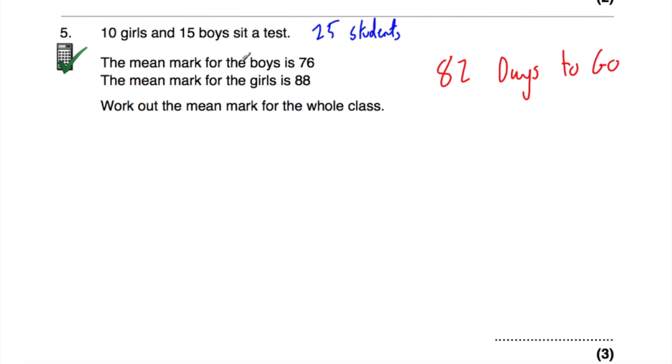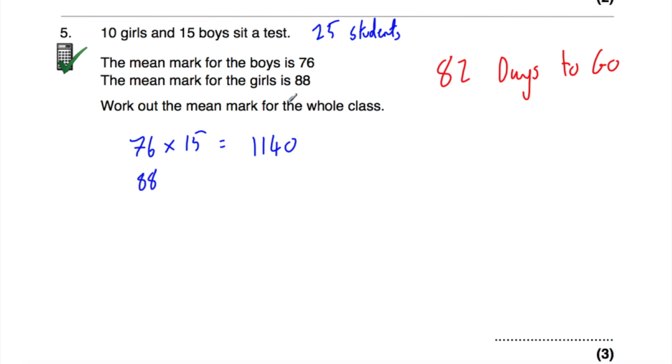Now let's find out the total number of marks scored by the boys. Their mean is 76. If we take the 76 and multiply that by 15, we'll get the grand total. Because remember, to find the mean, we would have added up all the values and divided by 15 to get 76. So if we work backwards, if we multiply by 15, we can get the grand total. 76 multiplied by 15 is equal to 1,140. So that's the grand total for the boys.